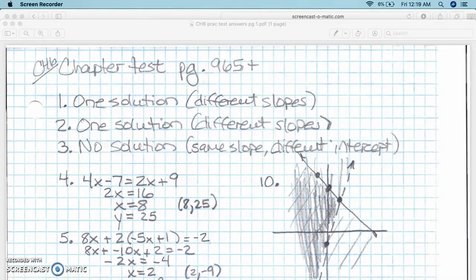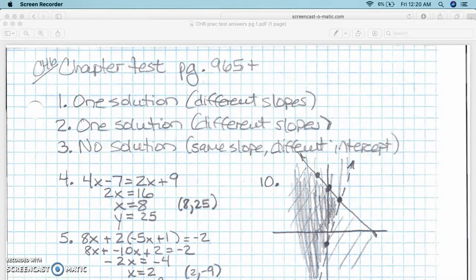The first one has one solution. We know that because the lines have two different slopes. The second one has one solution for the same reason, different slopes. And the third one has no solution. We know that because it has the same slope but different y-intercept, which means they are parallel lines. So there is no solution for that one.